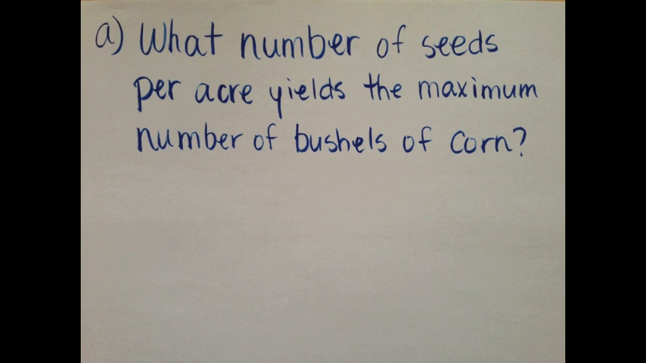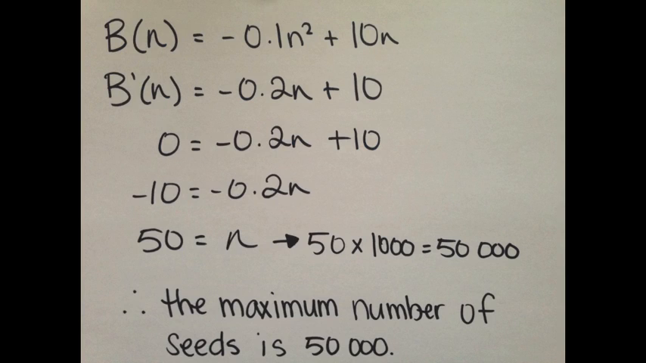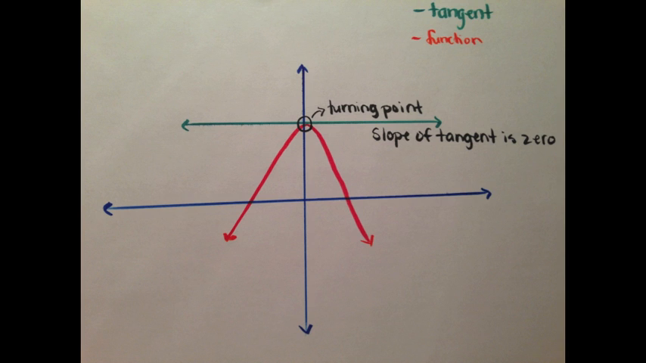17a asks what number of seeds per acre yields the maximum number of bushels of corn. To start off, we will be taking the derivative of the equation and setting it equal to 0 to solve for n. You take the derivative because it gives you the slope of the tangent, where any value of x will give you the slope of the line. We are setting it equal to 0 because your maximum and minimum points are where the slope is equal to 0, because they are turning points.